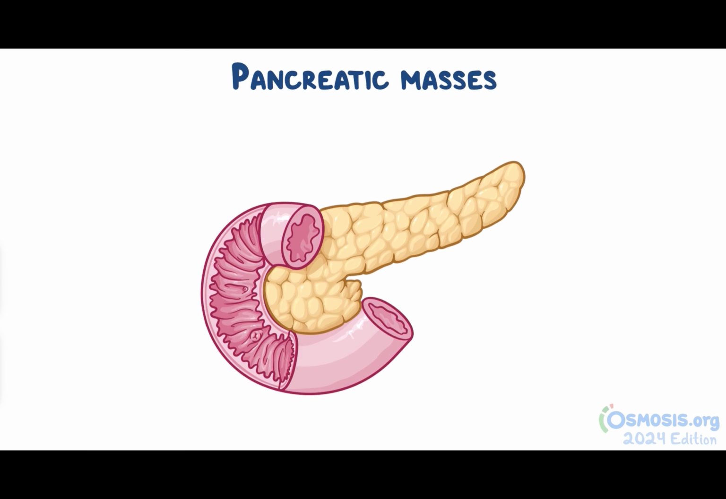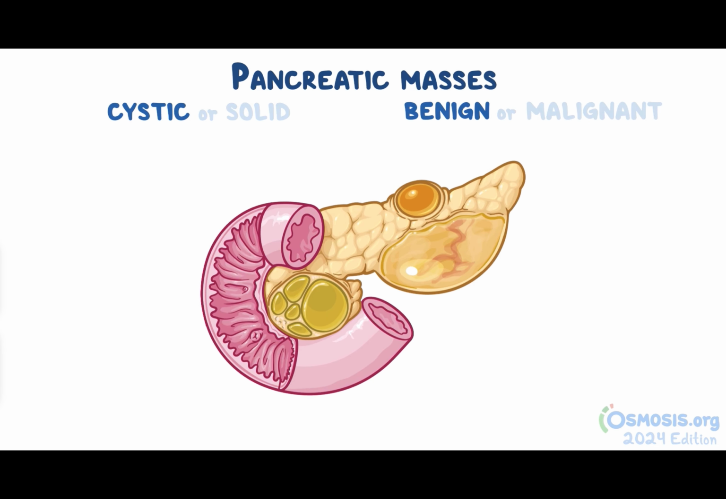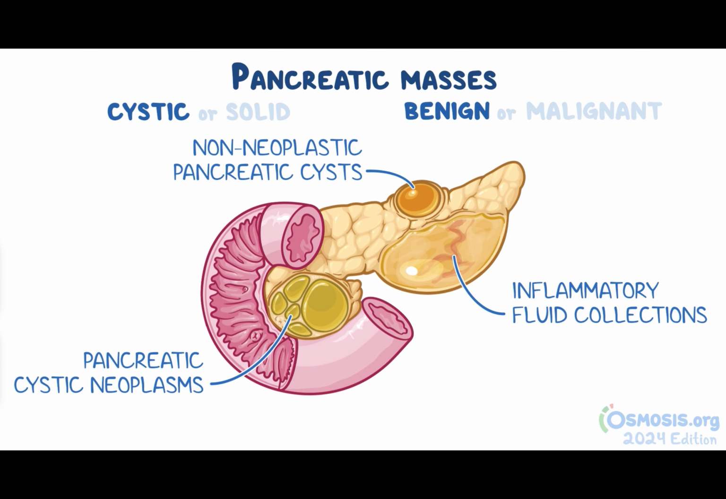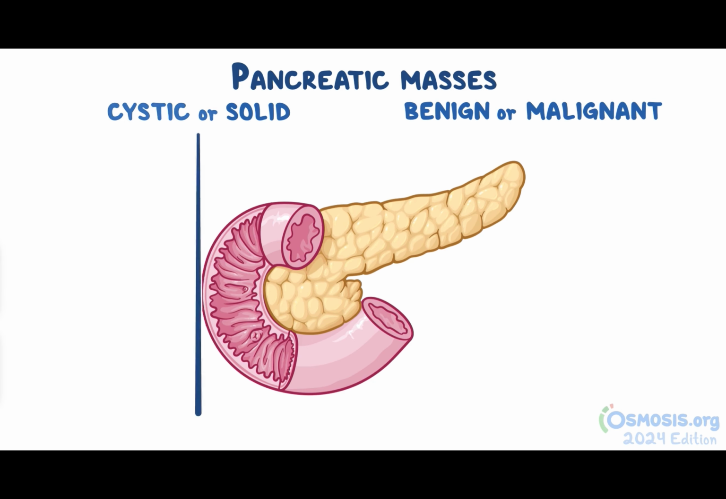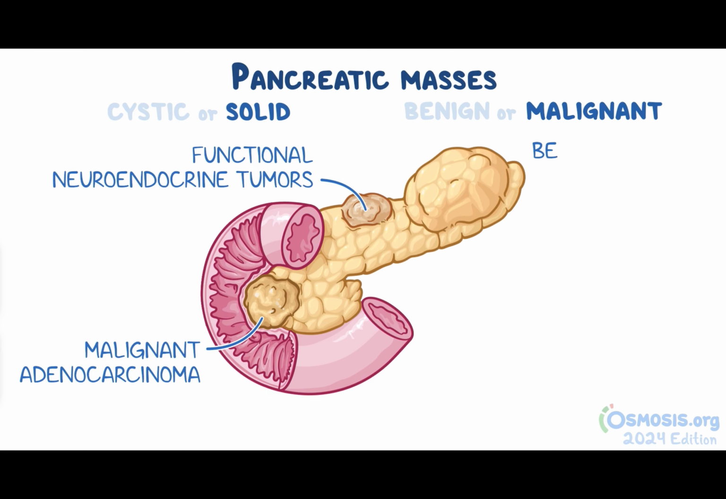Alright, as a quick recap, pancreatic masses can be cystic or solid and benign or malignant. Cystic pancreatic lesions are mostly benign and include non-neoplastic pancreatic cysts, pancreatic cystic neoplasms, and inflammatory fluid collections. Meanwhile, solid pancreatic masses can be malignant adenocarcinomas, functional like neuroendocrine tumors, or benign adenomas.